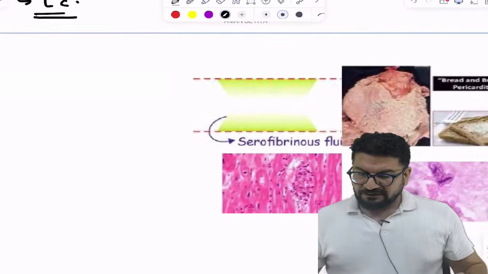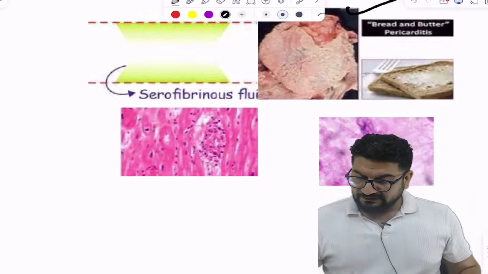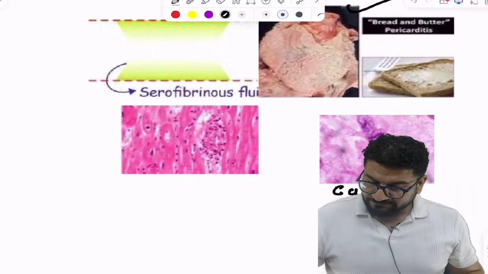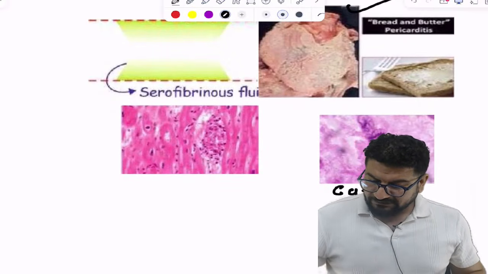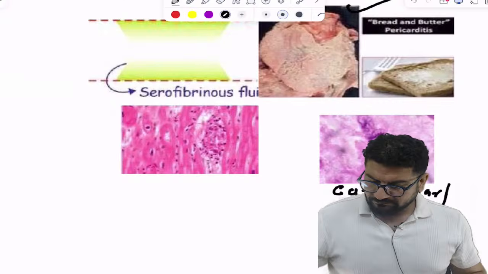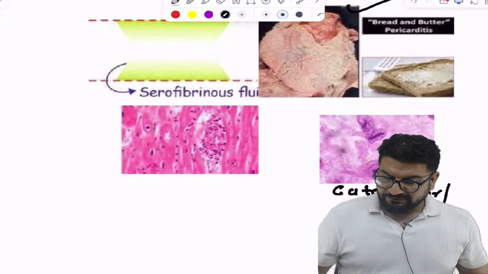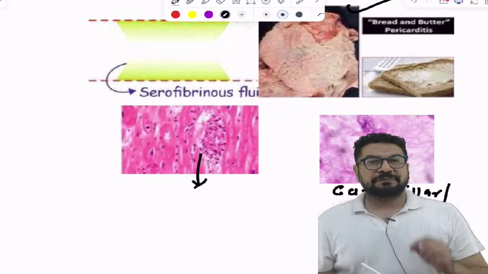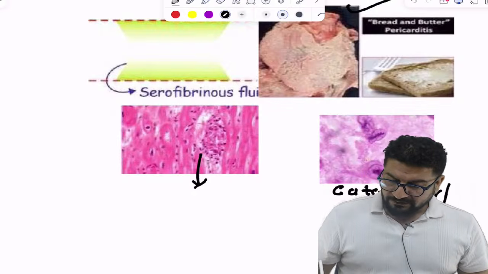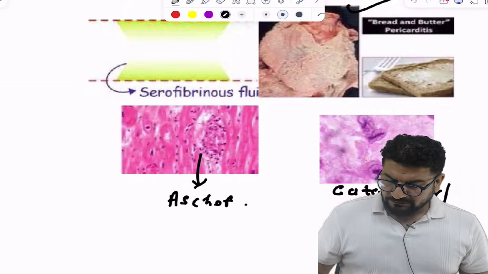You can see bread and butter type of pericarditis in rheumatic fever. You can see these caterpillar cells. We call them caterpillar cells or Anichkov cells. These are modified macrophages which we see in a patient of rheumatic fever. Then the patient will have a hallmark feature, made up of dystrophic calcification. We call them Aschoff bodies. These are Aschoff bodies.